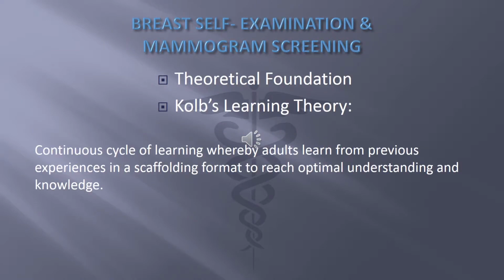The first learning theory that we are going to look at is Kolb's learning theory. I placed it first because it is the one that is most used throughout the entire scenario. And it is defined as the continuous cycle of learning whereby adults learn from previous experience. So this is not a style that is adaptable to children because they don't have previous experience. But it is done in a scaffolding format to reach optimal understanding and knowledge during the session.